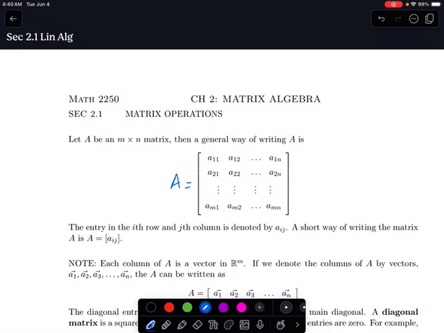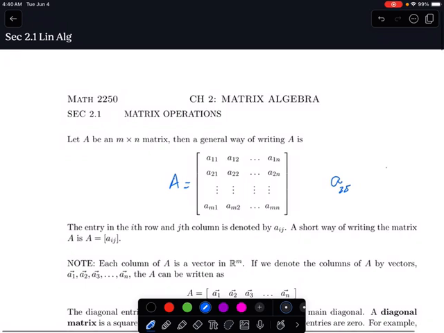So if I talk about a35, then this is the entry sitting in the third row and the fifth column. Representing a general entry would be aij. So aij means the entry which is in the ith row and the jth column.